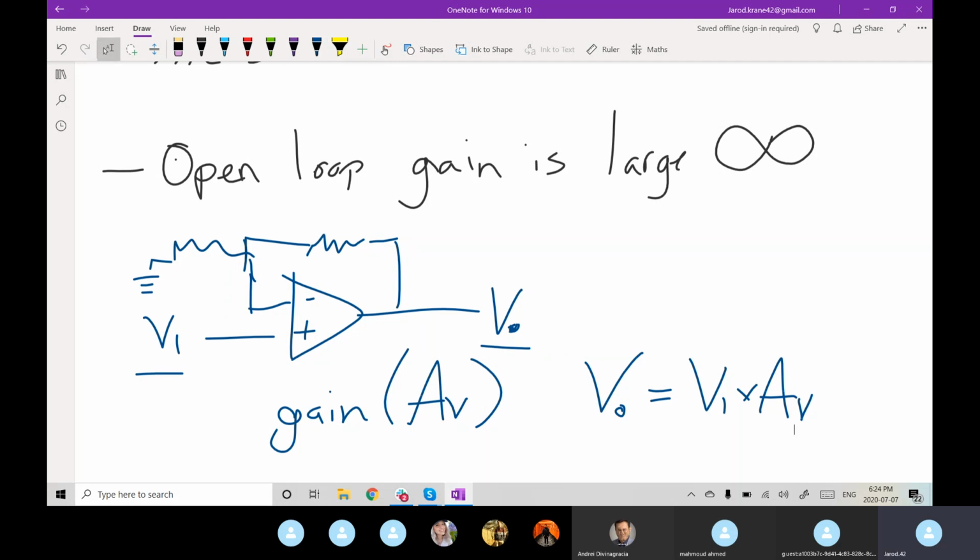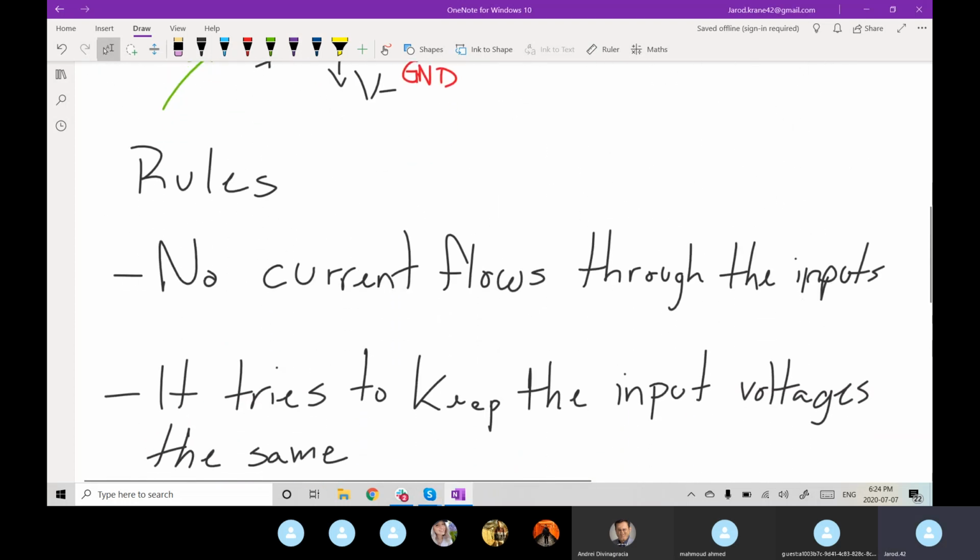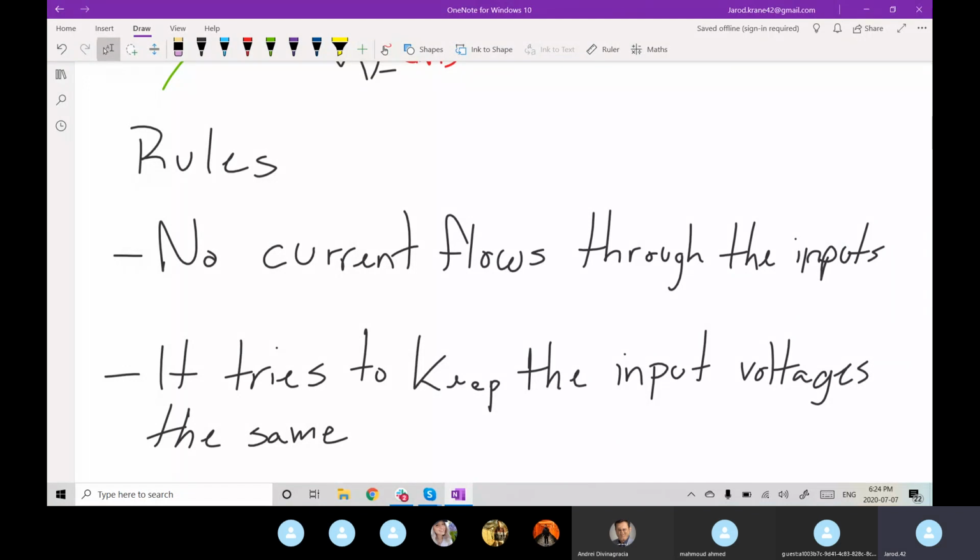Any other questions on any of the rules? Do they make sense? Does the idea of rule number 1 make sense to everybody? No, how can you have voltage but no current though? There's no electron flow, but there's a voltage there. That doesn't quite make sense to me. Yeah, exactly.